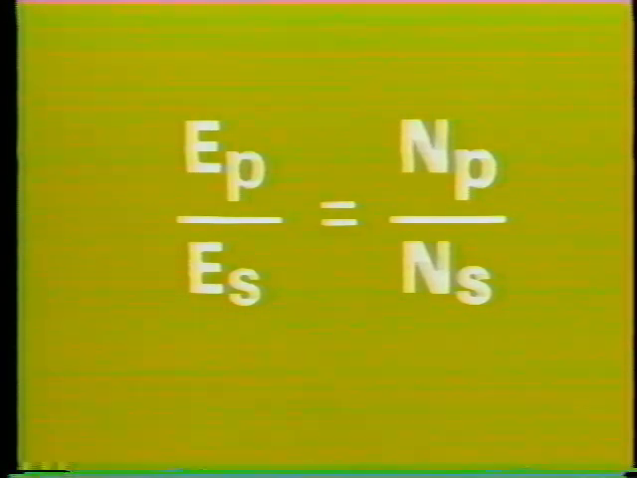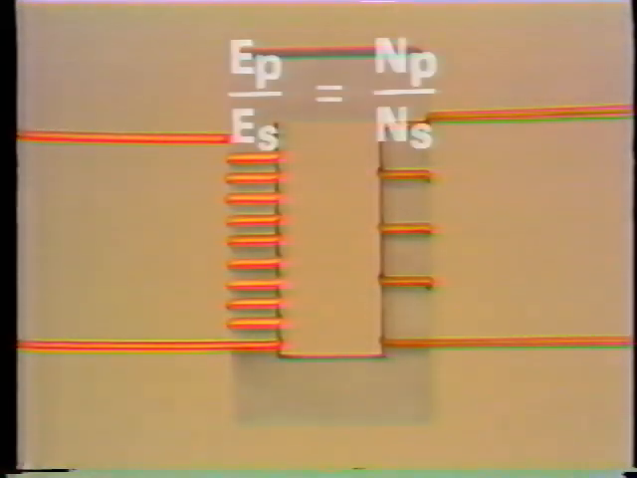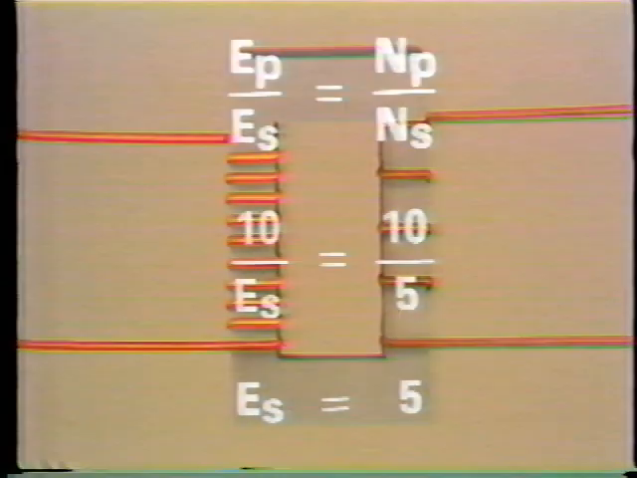Now, to use this formula, we have to know 3 of the values. Let's look at an example. Suppose that we have a transformer that has 10 turns in the primary winding and 5 turns in the secondary winding. This means that N sub P is 10 and N sub S is 5. If the voltage applied to the primary is 10 volts, then 10 is the value we use for E sub P. Okay, let's put the numbers into the formula. E sub P becomes 10, N sub P becomes 10, and N sub S becomes 5. When we work out the math, we see that E sub S, the secondary voltage, is 5 volts. The secondary winding has half as many turns as the primary winding, and the secondary voltage is half of the primary voltage.